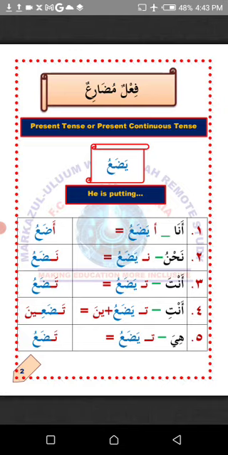Thalatha, number three, anta, you, representing a single male person. So how do we change the verb yada'u to suit anta? All you need to do is to detach ya'un and attach ta'un. The verb yada'u will now become tada'u, which means you put or you are putting.